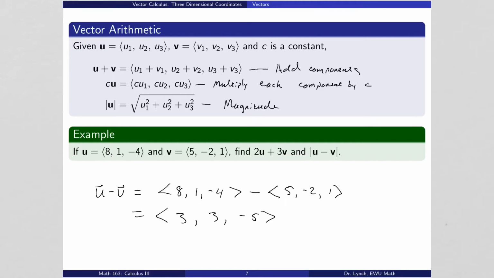In the second part of this example, we'll find the magnitude of u minus v. In order to find the magnitude of u minus v, we first need to find u minus v. So here's u minus v, and of course by u minus v, we really mean u plus -v. So u plus -v is 3, 3, -5. And then we'll just go ahead and find the magnitude of that resulting vector, which is the square root of the sum of the squares of those components. 9 plus 9 plus 25 is 43, and the square root of 43 is the magnitude of u minus v. Okay, super.